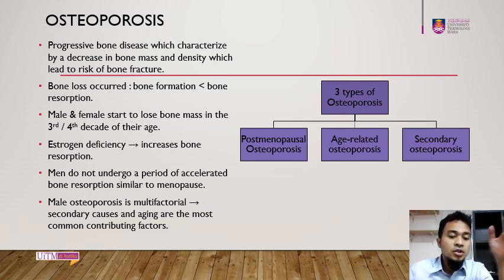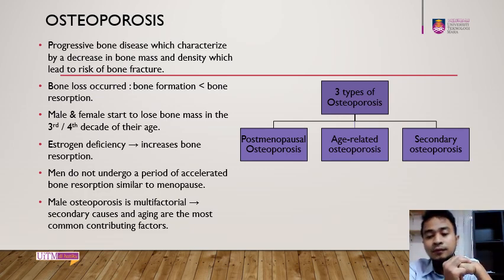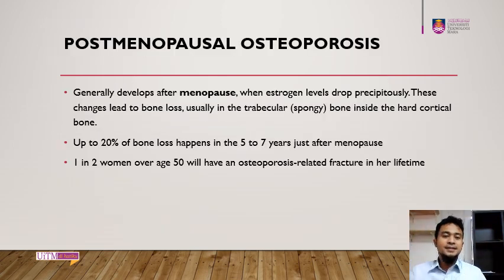Male osteoporosis is multifactorial. Secondary causes and aging are the most common contributing factors, such as men doing more physical labor, in general like in construction and so on. So they are prone to have secondary osteoporosis in terms of accidents and so on.